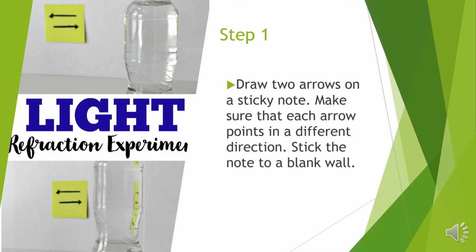Now we're looking at step one as we go through the steps. First, we draw two arrows on a sticky note. Make sure, absolutely make sure that each arrow points in a different direction. And now you stick the note to a blank wall. Find a blank wall somewhere and stick it. If you don't have a blank wall, see if you can get some white paper and put it on the wall and stick it on the white paper and ensure that your bottle is actually very, very close or in line with your white paper.